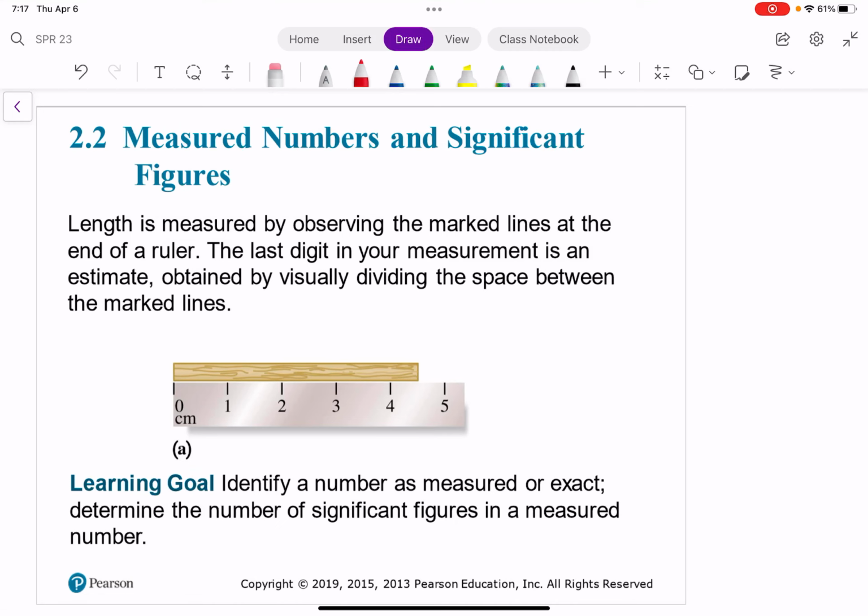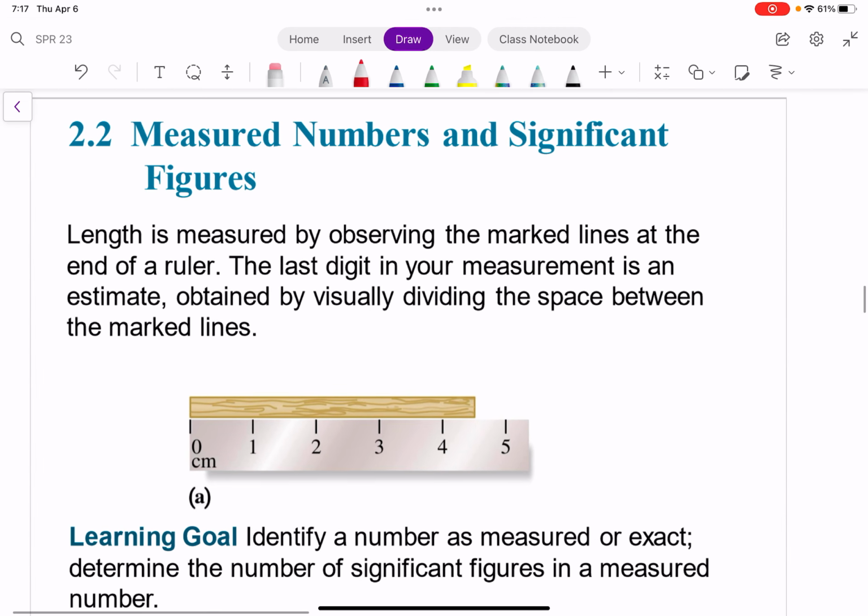In this video, we're jumping back to chapter 2 to talk about section 2.2, measured numbers and significant figures. In the previous video, we jumped over to 3.3 to talk about temperature conversions. So if you haven't watched that, go back and watch that first and then come back here. Okay, so 2.2, measured numbers and significant figures.